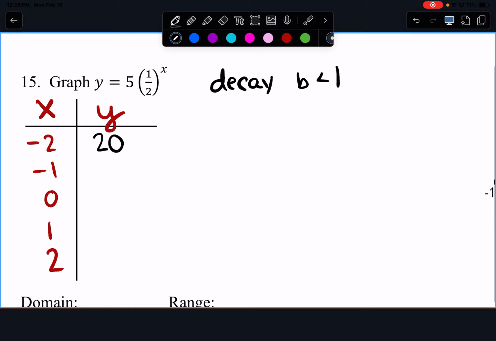What happens when your exponent is -1? What was the answer to that? Okay, what about when it's 0? 5. 1? 2.5. And what was the next one? 1.25.